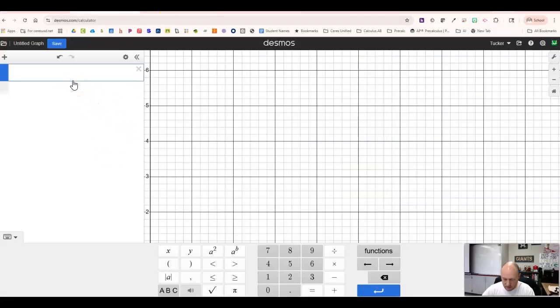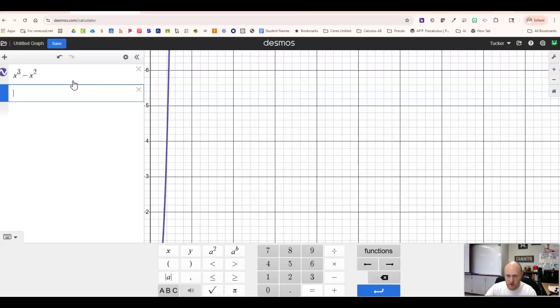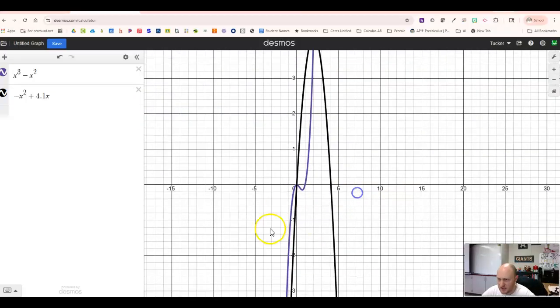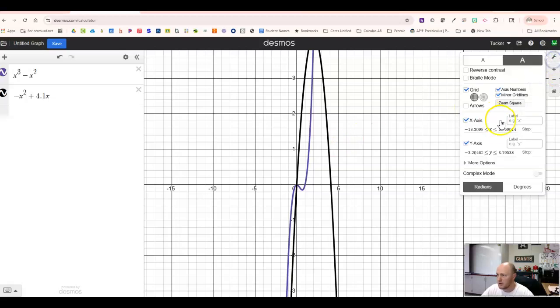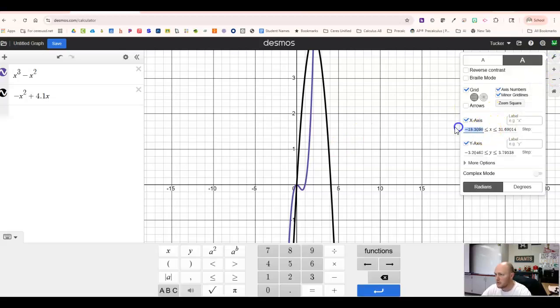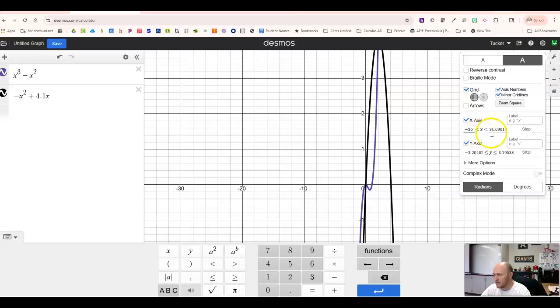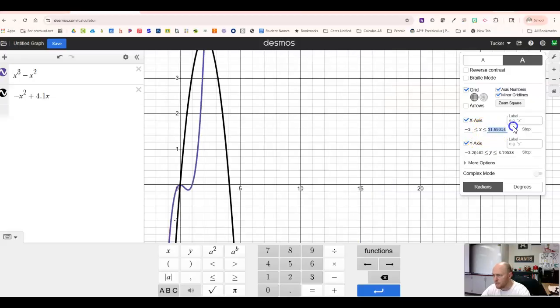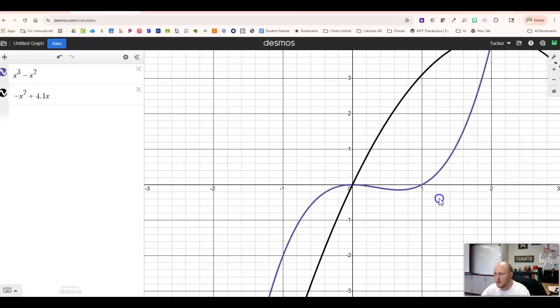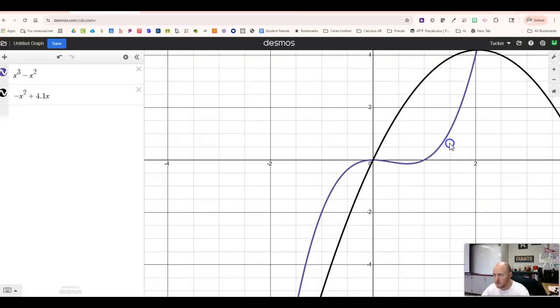This one is calculator active, so we can graph our two functions. And here's the other way you would know which function is which: we have negative x squared plus 4.1x. You can kind of see that. I'm going to adjust my window here, from -3 to 3, and that's kind of better. We can zoom out a little bit here.